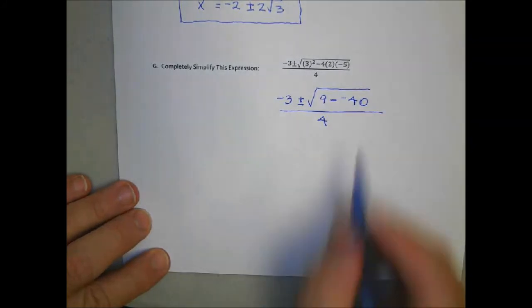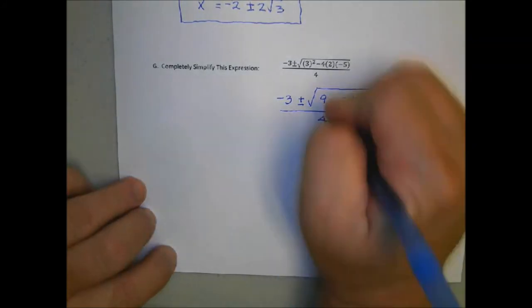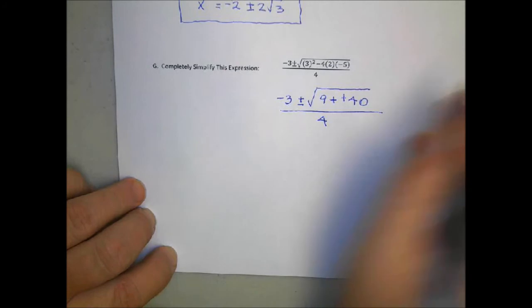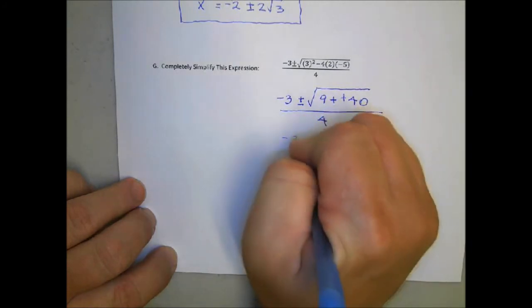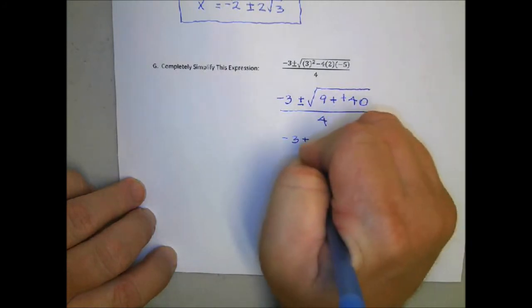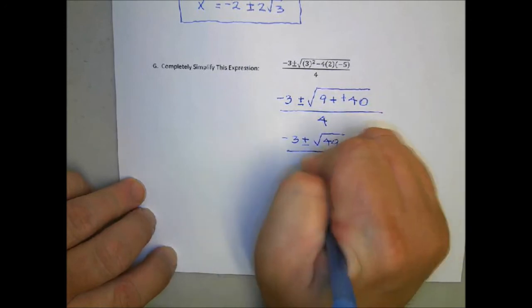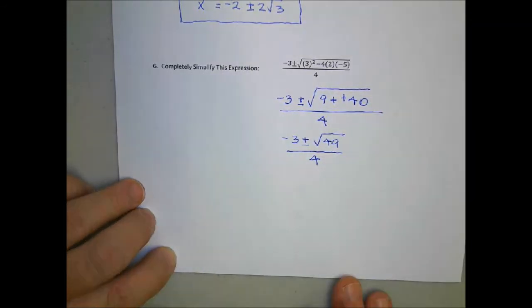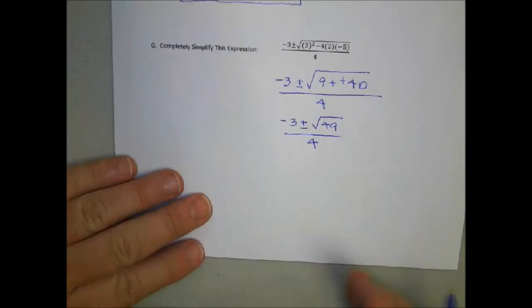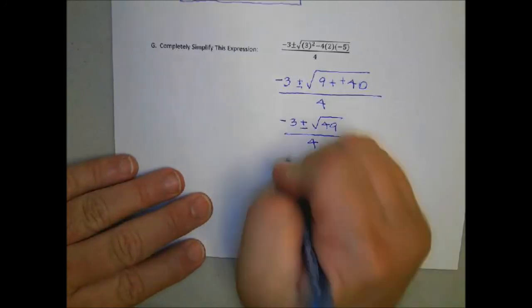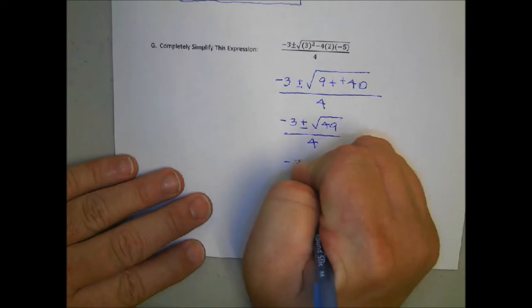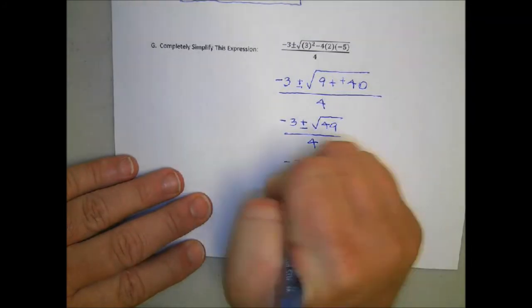Now the subtraction and the negative are going to turn positive. So negative 3 plus and minus the square root of 49 all over 4. Now, the square root of 49 is a perfect square. It's 7. So negative 3 plus and minus 7 over 4.